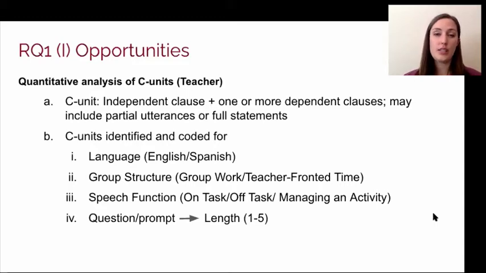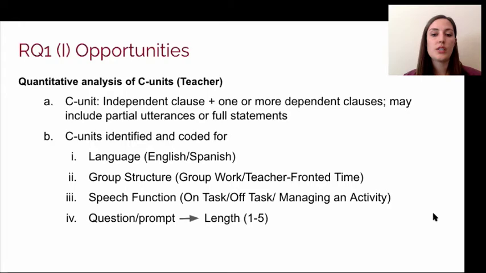And a C unit is essentially a sentence or a clause unit. It's an independent clause that can be followed by one or more dependent clauses. C units are useful for measuring spontaneous speech because they can include fragments in addition to full statements. Each C unit was identified and coded for language, group structure, speech function, and whether it was a question or a prompt. It was then given a length, and I'll talk about that in a minute.